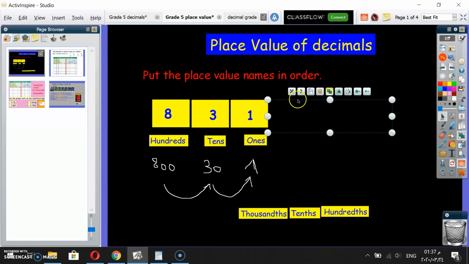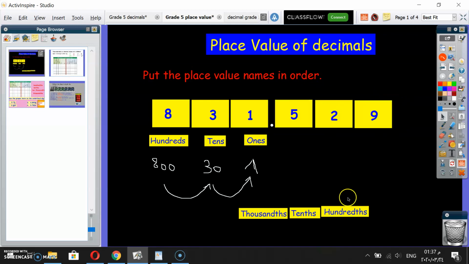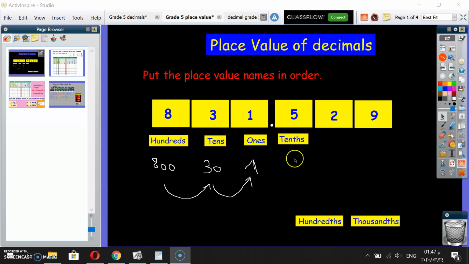What if I have a decimal point like that? So this digit, if you follow the pattern, will be smaller than the ones digit by 10 times, and this digit will be smaller than the previous digit by 10 times, the same for 9. So the first digit after the decimal point, we call it tenths. Pay attention, it ends with THS. Do not confuse between tens and tenths. It is smaller than the ones digit by 10 times, so we write it as 5 divided by 10.